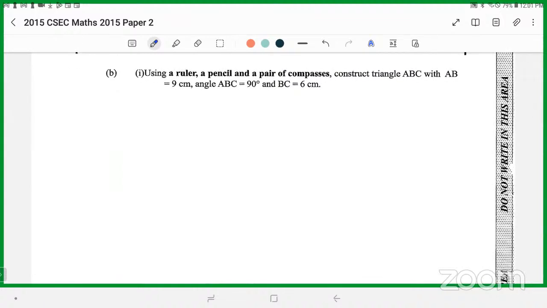This question says, using a ruler, pencil, and pair of compasses, construct a triangle ABC. AB must be 9, angle ABC must be 90 degrees, and BC must be 6. So I want to sketch it and then construct it. So I'm going to put AB right here. And the angle at B must be 90. So we need a 90 right here, so B, 90 degrees. And then the BC up here must be 6. So this must be 9 centimeters, and this must be 6 centimeters. And that's going to be a triangle, ABC. That's what we're constructing, right?